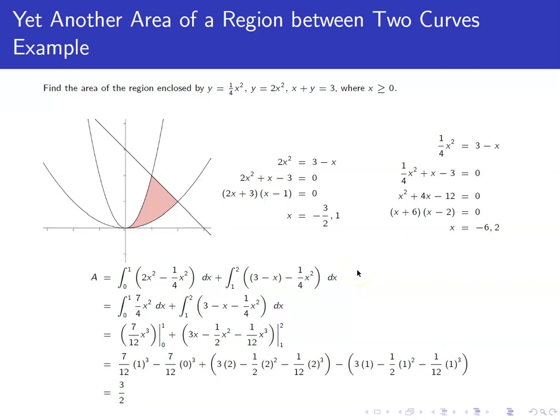In this video, we're going to look at another example of finding an area between two curves. And in this case, we've got several curves. It's not just two curves, but that's okay. We want to find the area of the region enclosed by y equals 1/4 x squared, y equals 2x squared, x plus y equals 3, and we're going to look at when this happens on the positive side of the y-axis, so when x is greater than or equal to 0.